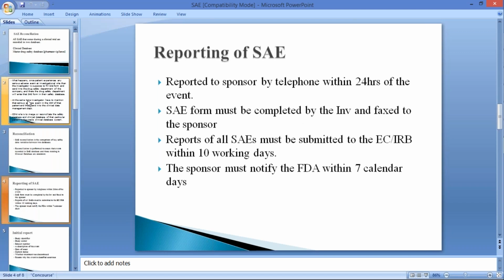These are all the reporting timelines. Generally reported to the sponsor by telephone within 24 hours. An SAE form must be completed by the investigator and faxed to the sponsor. Whenever a serious adverse effect occurs, we have to report within 24 hours, 1 day. So to IRB within 10 days, to FDA within 7 days, to sponsor within 24 hours.